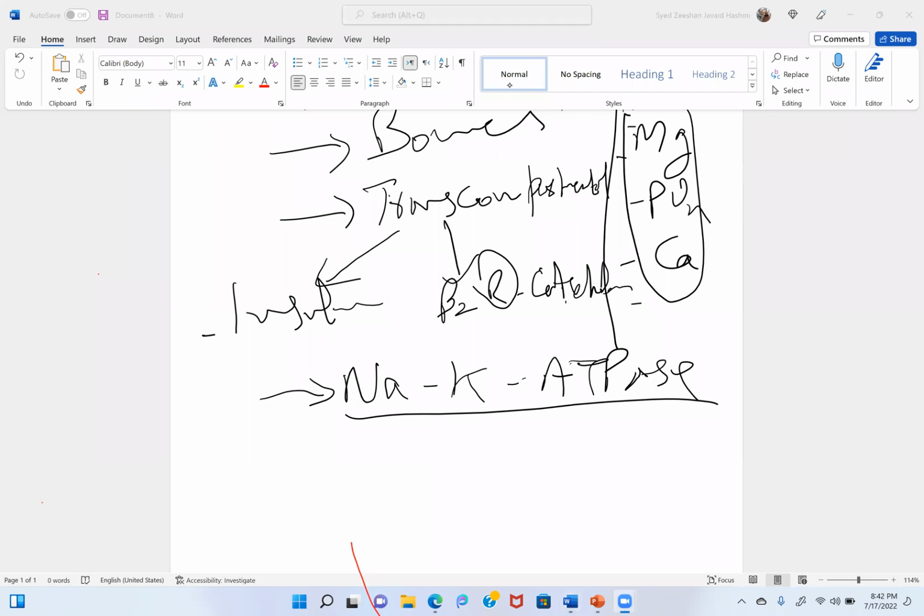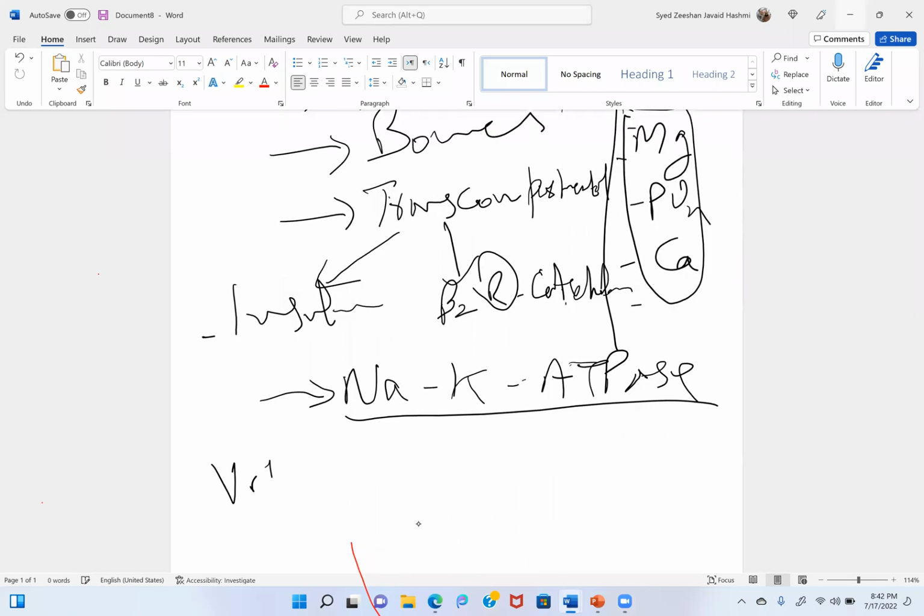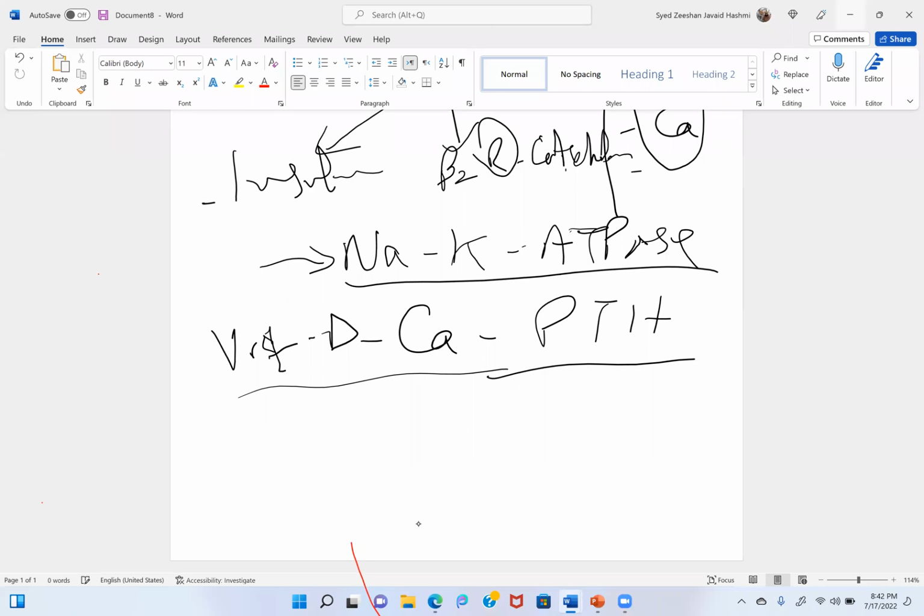Anything else? The basic overview of electrolytes: what is the relation between vitamin D, calcium, and parathyroid hormone, and how does this cycle work? Actually, vitamin D is formed in the skin, liver, and kidney. They also have a GIT component.